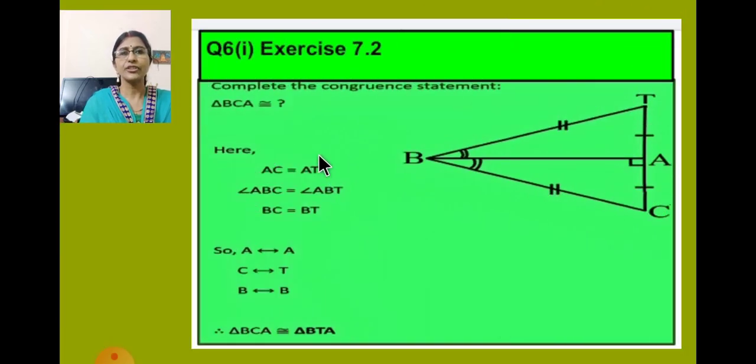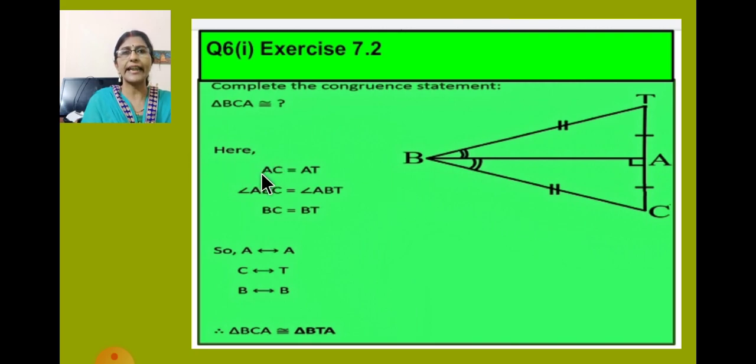Now next, question number 6, first part, complete the congruence statement. And the question is triangle BCA is congruent to question mark. Here you have to complete this. So first we will write what is given in this figure. We'll see whatever is given, which are the corresponding parts which are equal. That we will write first.